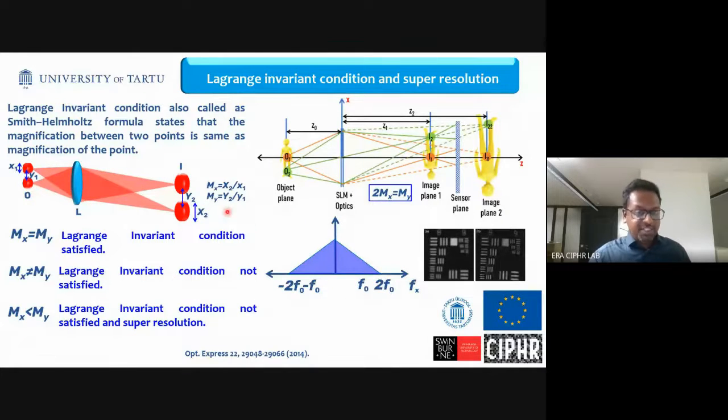And in a linear imaging system, as we all know, this has to be equal. Otherwise, the image is not a clear representation of the object. In usual cases, mx is equal to my. Then we say the Lagrange invariant condition is satisfied. But when mx is not equal to my, this Lagrange invariant condition is not satisfied. And let us consider the third case.